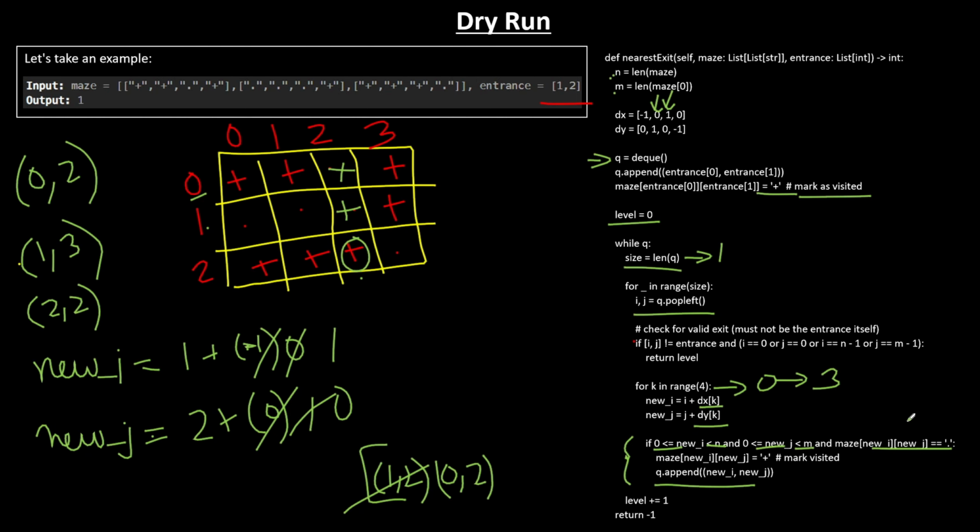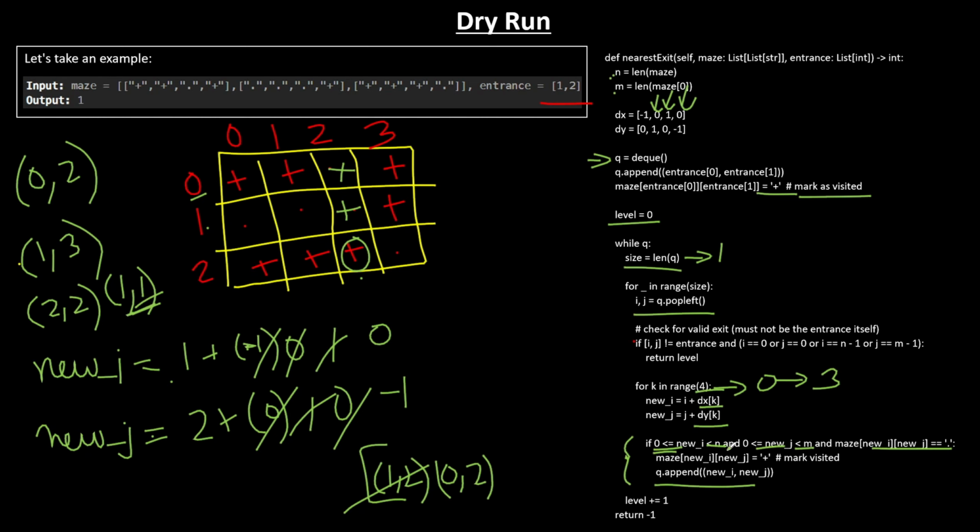So we cannot go there. So we move ahead. Now here, k value becomes 3 finally. When k equals 3, then dx of 3 is 0 and dy of 3 is minus 1. So 1 plus 0 gives me 1 and 2 plus minus 1 gives me 1. Okay, so this is what the new part is here, right?